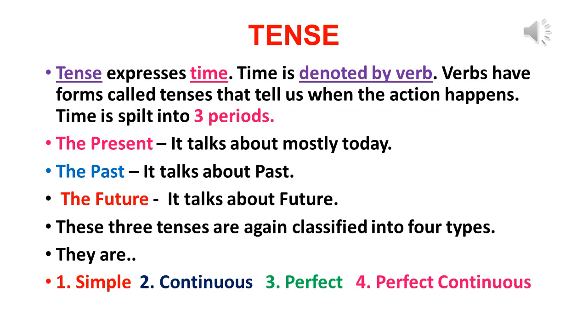Here we're going to discuss tense in detail. What does tense express? Tense expresses time. This time is denoted by the verb. Generally, time can be split into three periods. They are the present time, the past time, and the future time.